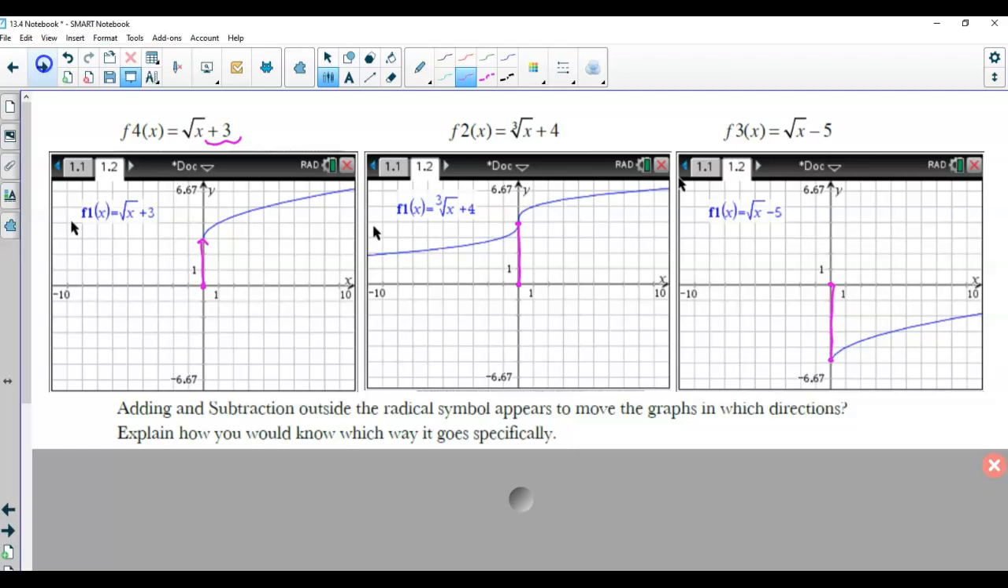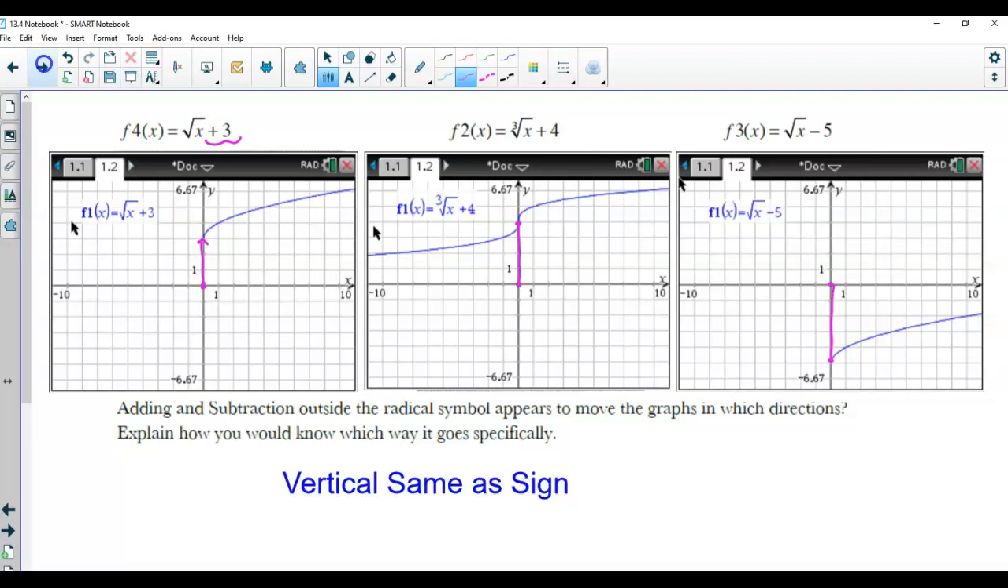Adding and subtracting outside the radical appears to move the graph which way? Vertical. Except this time it goes vertically the same as the sign. Okay? So, because that's a +3, my starting point went up +3. And then from there, I went over 1, up 1. I went over 1, 2, 3, 4, up 2. And I went over 4, 5, 6, 7, 8, 9, up 3. And you see those parent points I had there? I can do that after I shift it up 3. I can make my graph right there with those parent points I have.